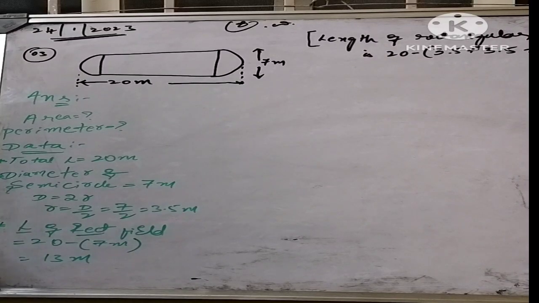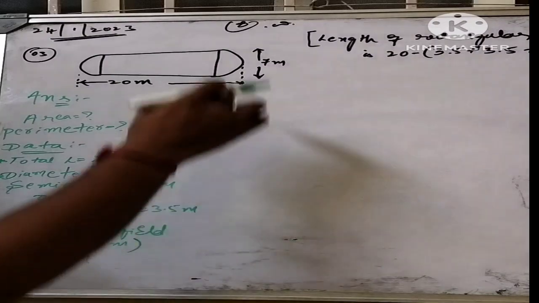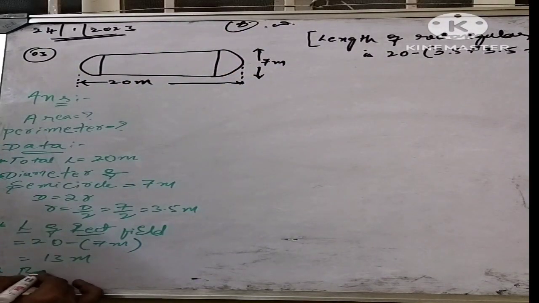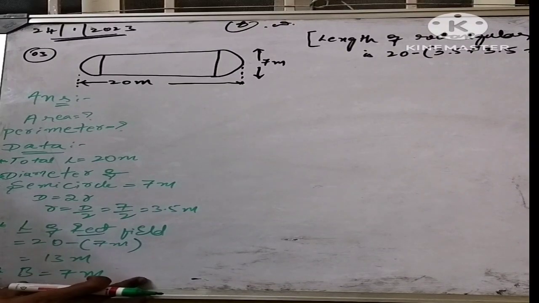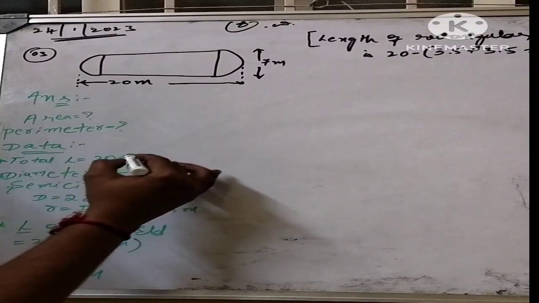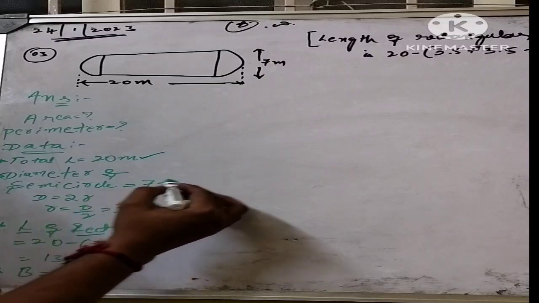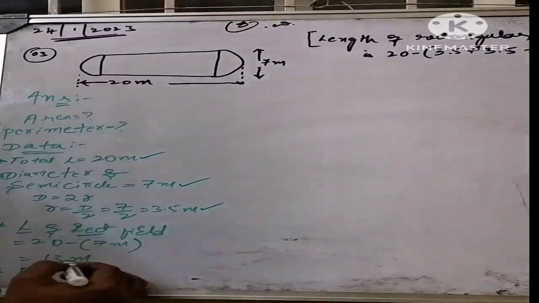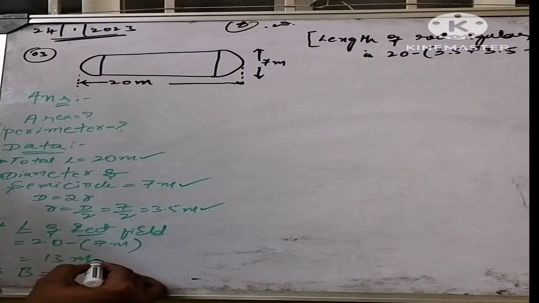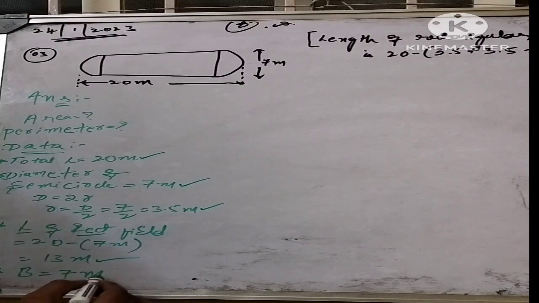One more point he has mentioned: the breadth of the rectangular field is 7 meter. So up to here we have taken the data: total length 20 meter, diameter 7 meter, radius 3.5 meter, the length of the rectangular field 13 meter, and the breadth 7 meter. So let's move into the problem.